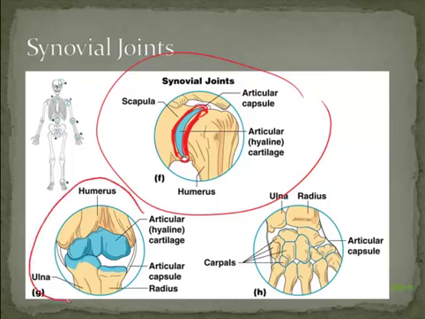Over here we have the humerus and the ulna. Also in our arm, we have articular cartilage. We have this articulation here. We have a synovial joint, and then also in our hands. So all of these very movable joints of our limbs are going to be synovial.